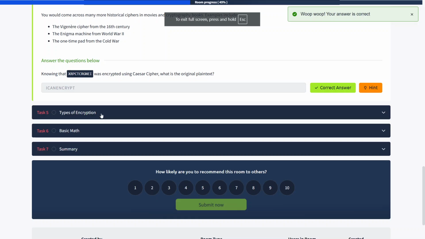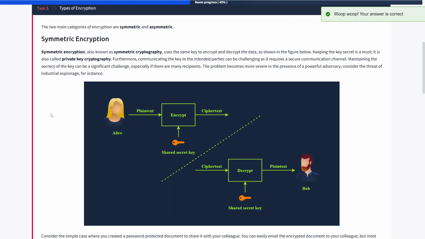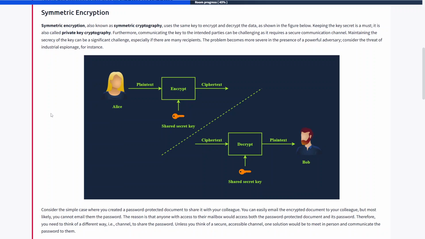Now let's move on to task number 5, types of encryption. There are two main categories of encryption, symmetric and asymmetric. Symmetric encryption, also known as symmetric cryptography, uses the same key to encrypt and decrypt the data as shown in the figure below. Keeping the key secret is a must. It is also called private key cryptography.